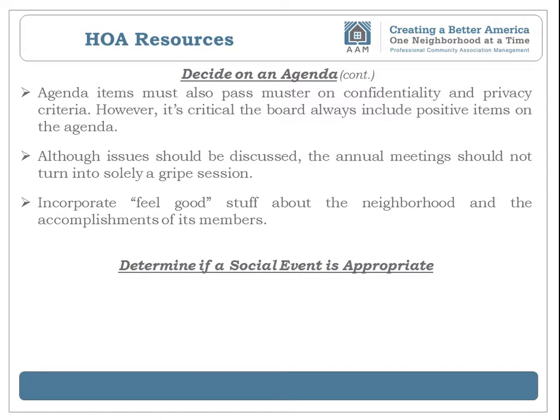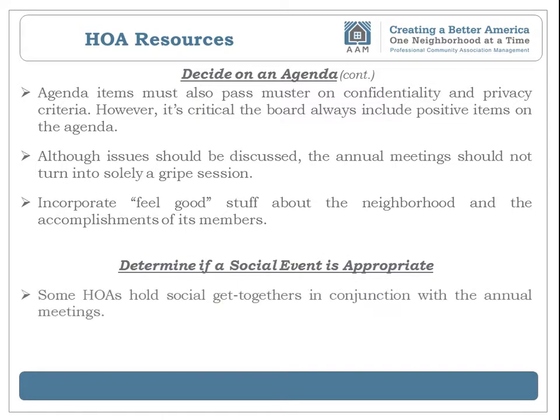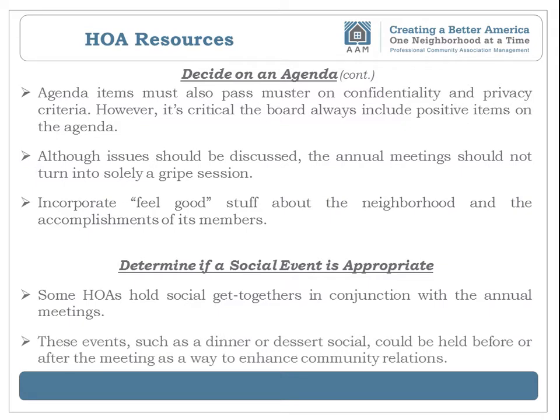Determine if a social event is appropriate. Some HOAs hold social get-togethers in conjunction with the annual meetings. These events, such as a dinner or a dessert social, could be held before or after the meeting as a way to enhance community relations.